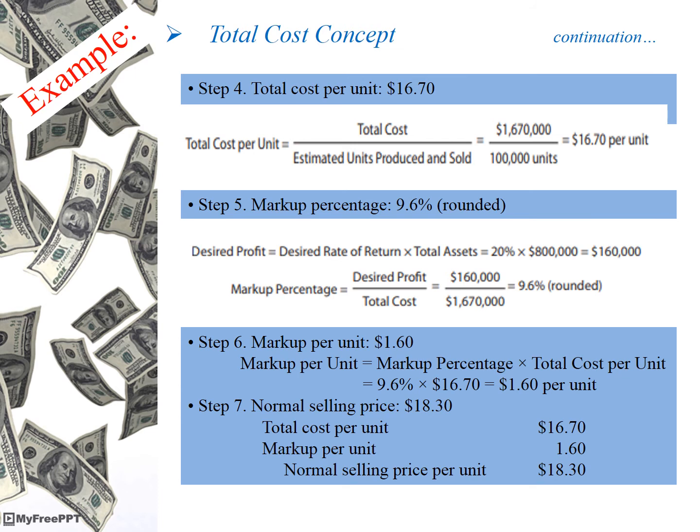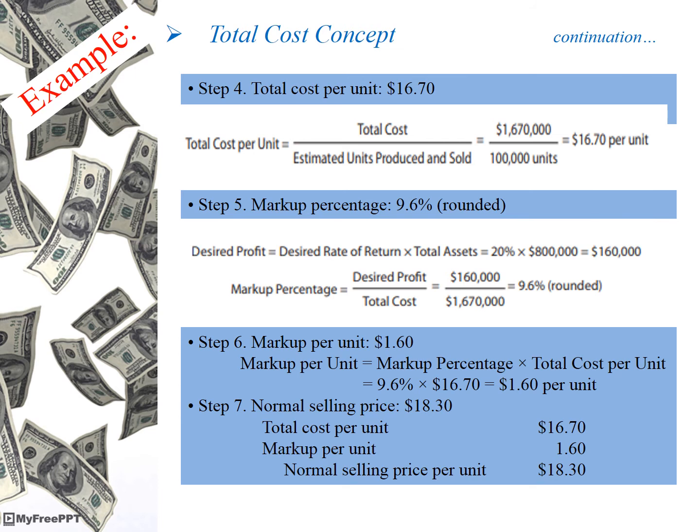Then, let us proceed to the markup percentage, that is equal to the desired profit of $160,000 divided by the total cost of $1,670,000, which is equal to 9.6%. Step 6. Markup per unit is equal to $1.60.